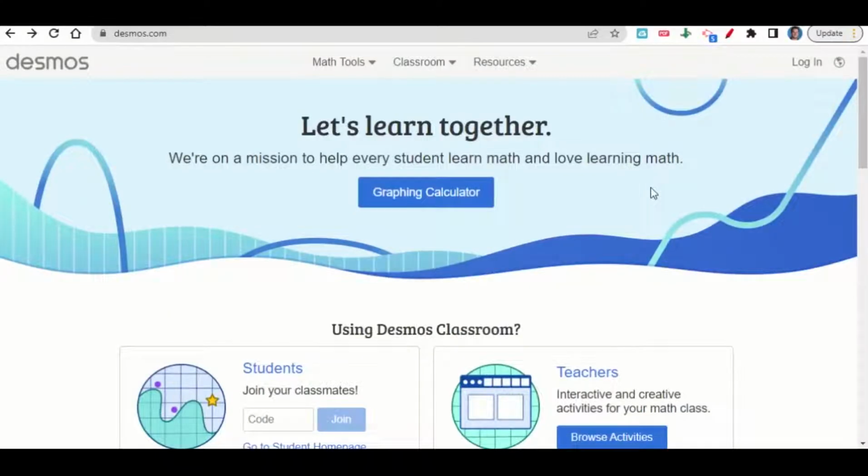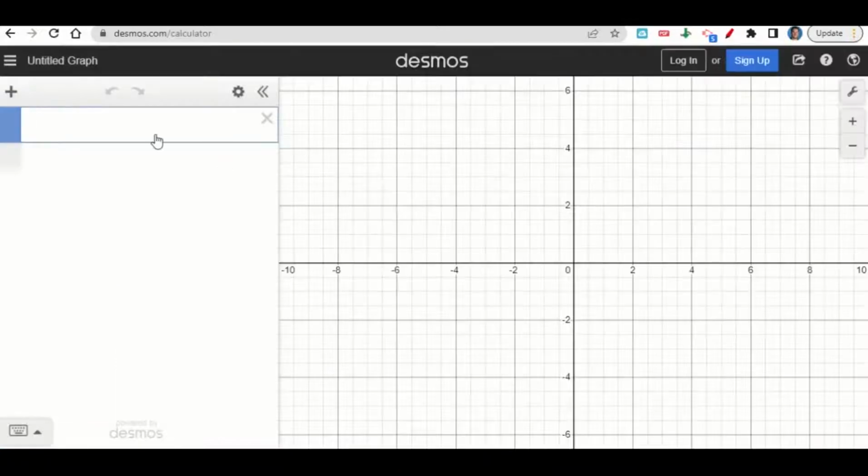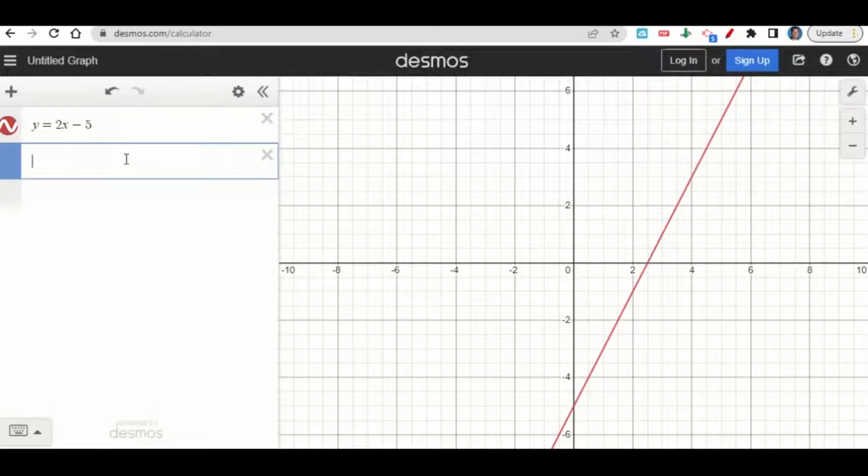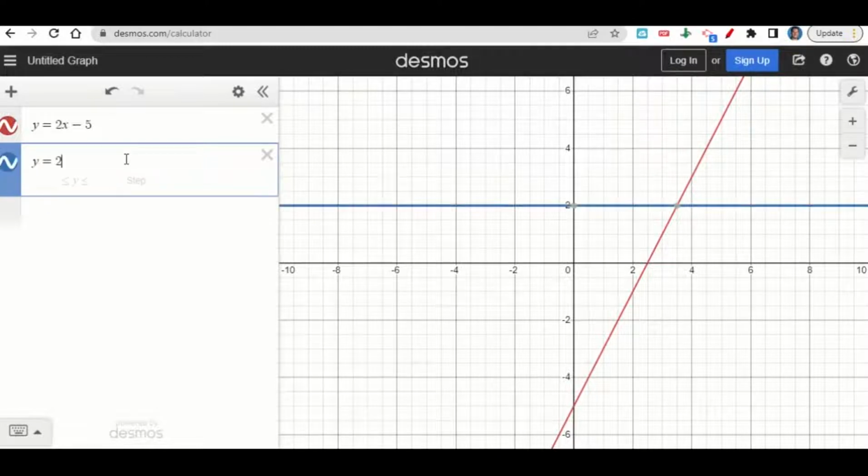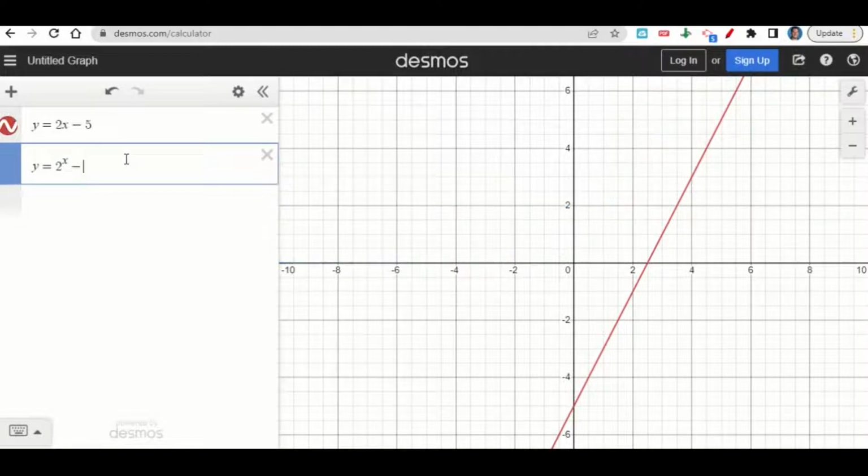Let's take a look now at how we can use Desmos to graph any function. In order to do that, we're going to go to desmos.com and go to Graphing Calculator. Here we can type in an equation. Let's say that we have a linear function, which is y equals 2x minus 5. Notice it graphs it for us. It creates this graph here. We can type in any kind of function. We can do an exponential: y equals 2 to the x power minus 5. That's what it would look like there.